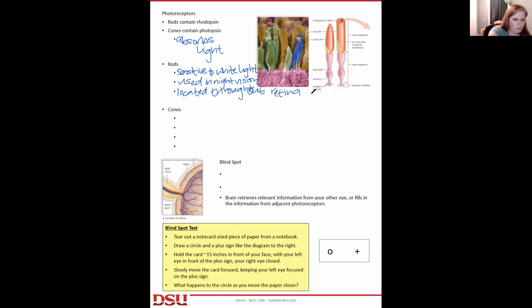When it comes to the cones, much like printer cartridges, there are three types, or three colors, and that is red, green, and blue. Therefore, these cones are sensitive to color, not just white light.